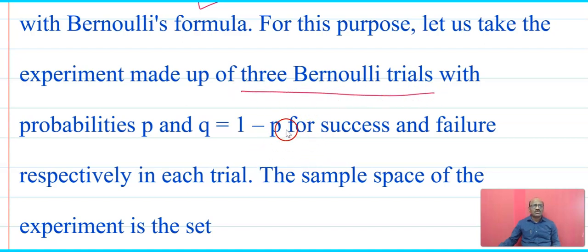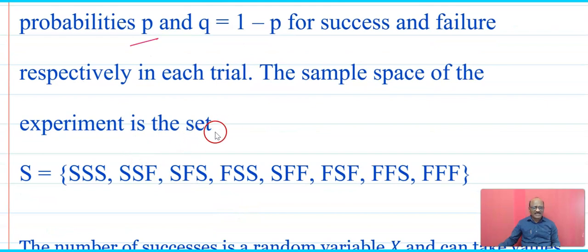3 trials. Okay. For this purpose, let us take the experiment made up of 3 Bernoulli trials with probabilities P and Q equal to 1 minus P for the success and the failure respectively in each trial. How many trials? The 3 trials. The sample space of the experiment is set.